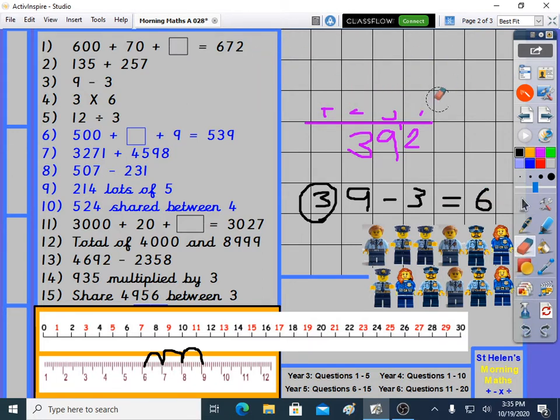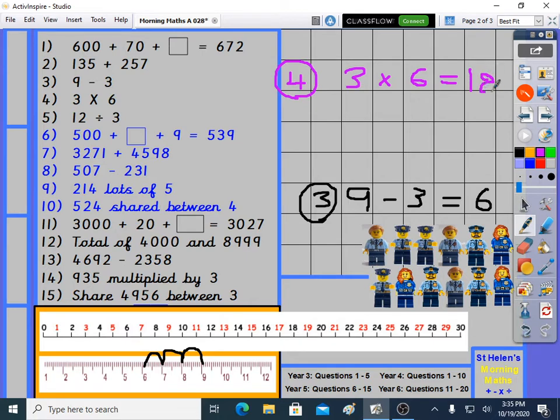Question 4 next. 3 times 6. You've got 3, but you haven't got it 1 time, you've got it 6 times, which is quite a lot. So I'll sing my 3s 6 times. 3, 6, 9, 12, 15, 18. It's 18. It's not a very good 8. 18. Bit better.